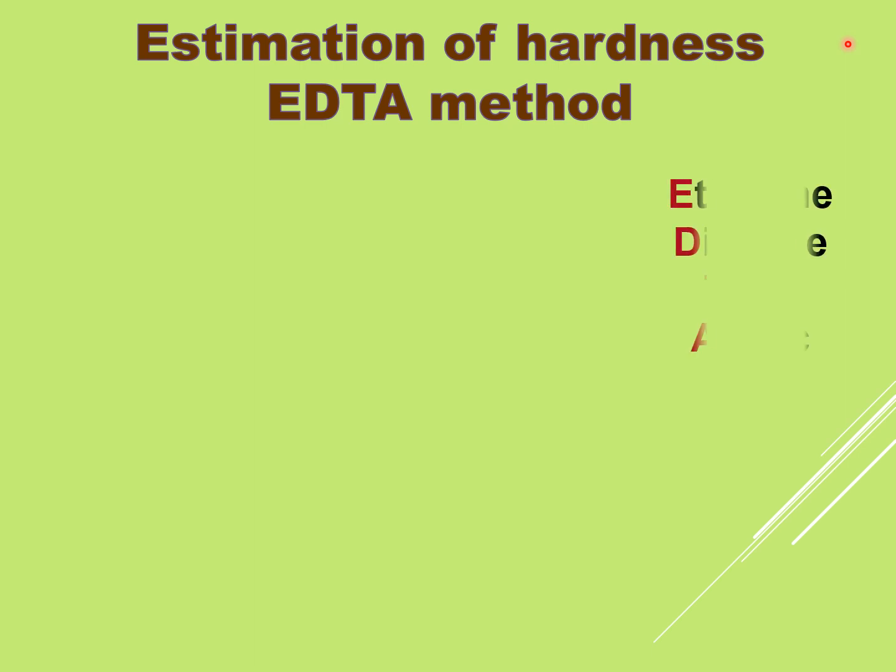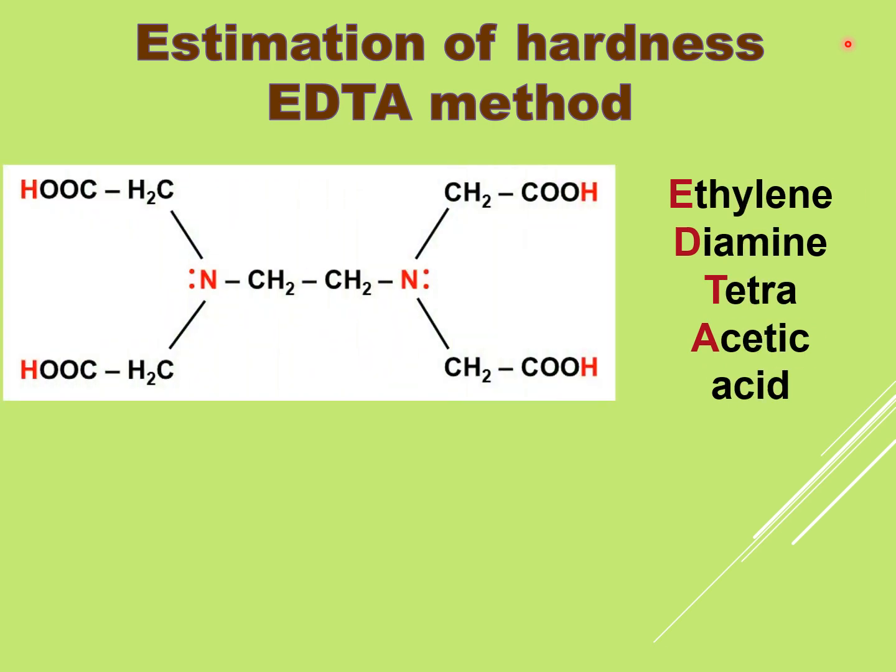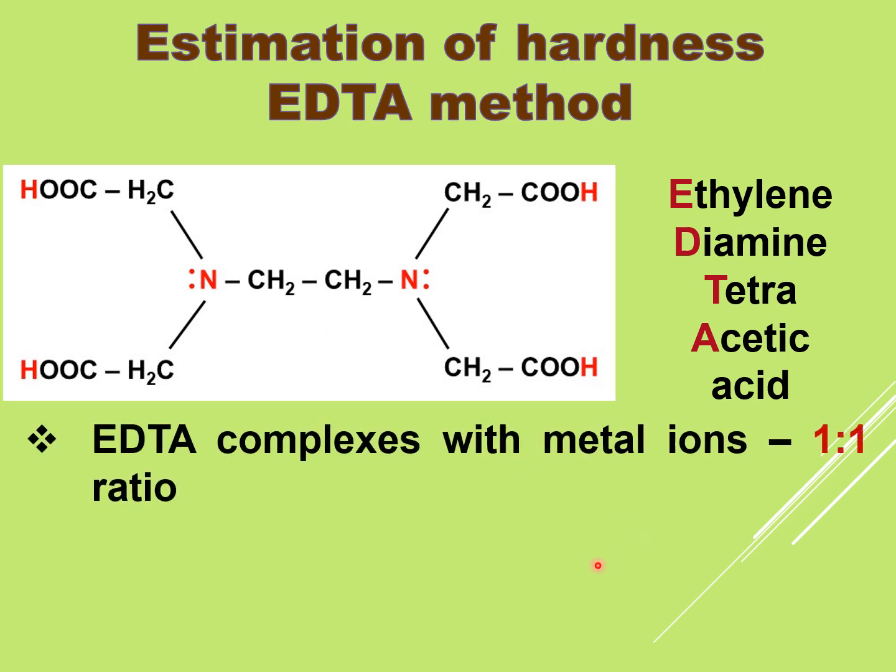And that titration method uses this compound, that is EDTA, ethylene diamine tetraacetic acid. So this is your compound. Now in this compound I have marked some atoms in red color. Why I have done that, I will be explaining. So what is this ethylene diamine tetraacetic acid? It is a compound which can form a complex with metals. This is a ligand. It is called a ligand.